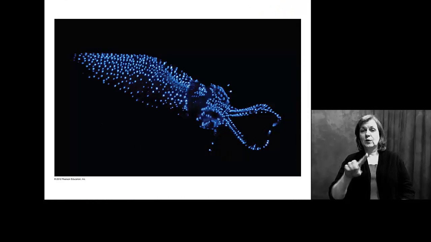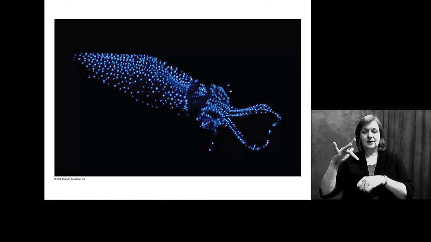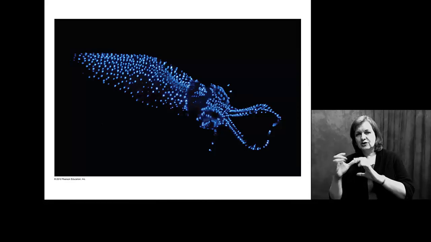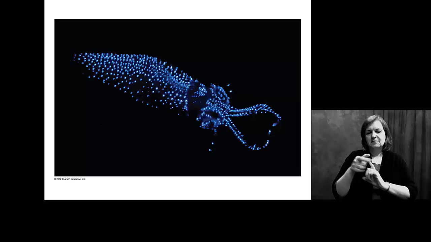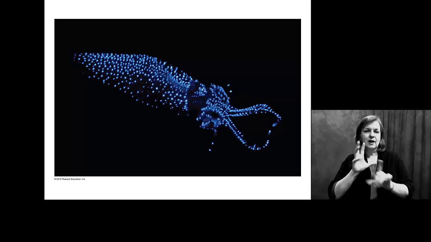Things like our squid also bioluminesce. In this case, a version of communication. So they are in a very dark environment, and this allows them to actually communicate with predators, with prey, and with potential mates.